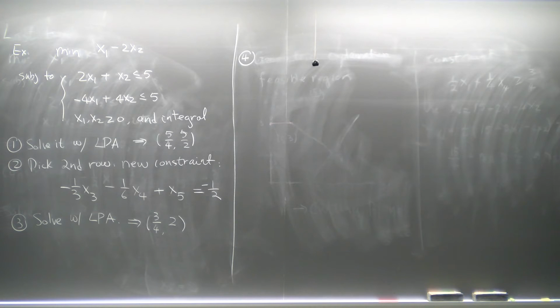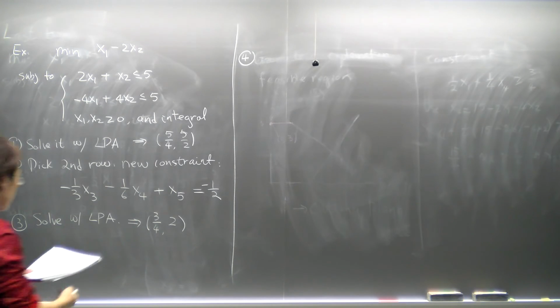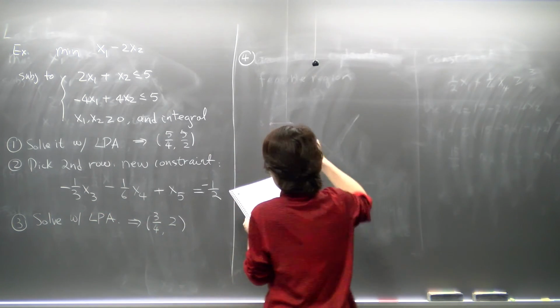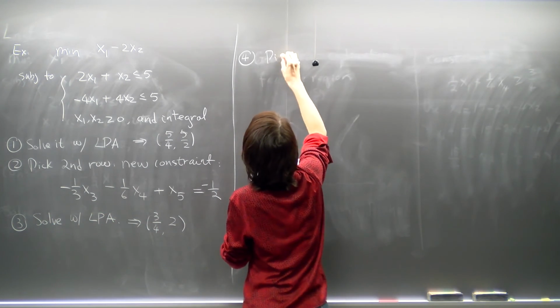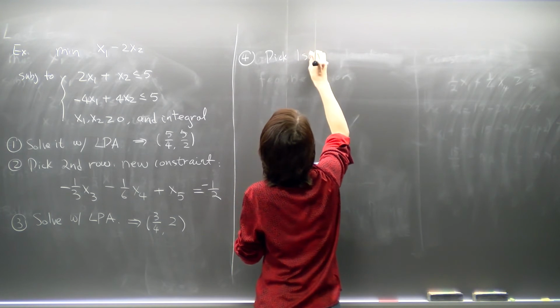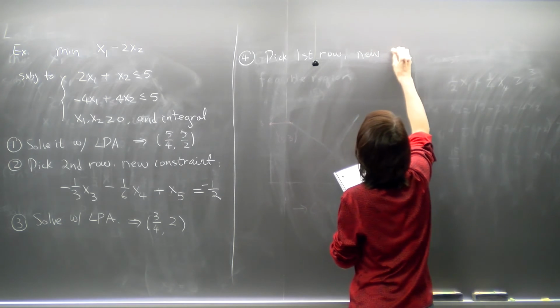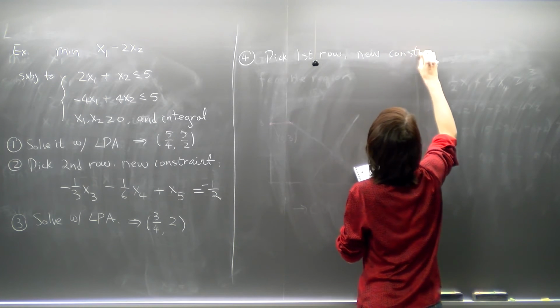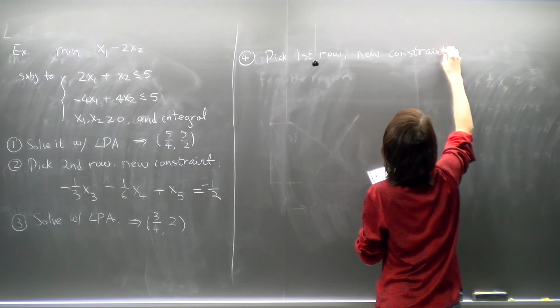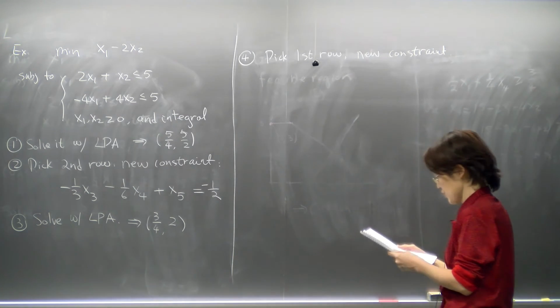Now I need to choose between the first row and the last. Which one has a bigger fractional part? The first one, right? Let's pick that. It doesn't really matter. You can pick the last. So pick the first row. And then I form my second new constraint. I keep adding more constraints to it.